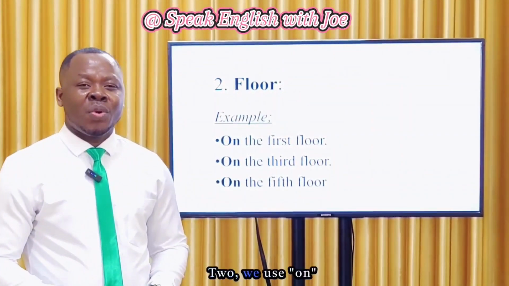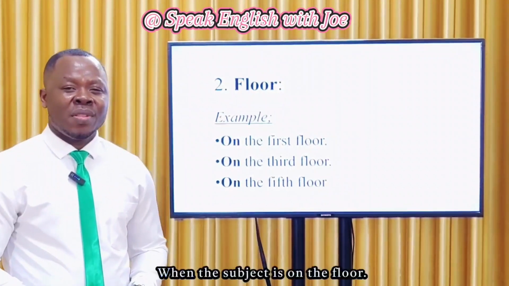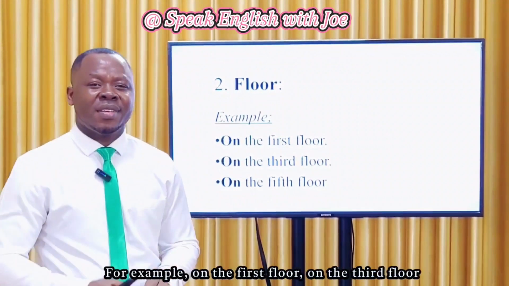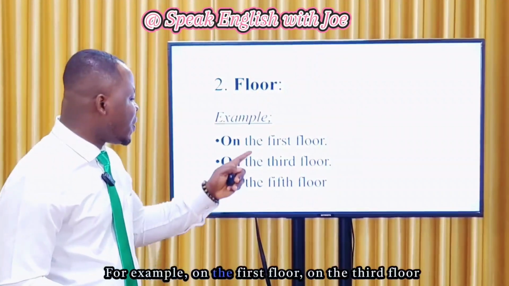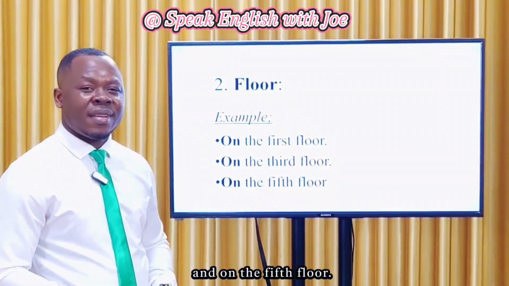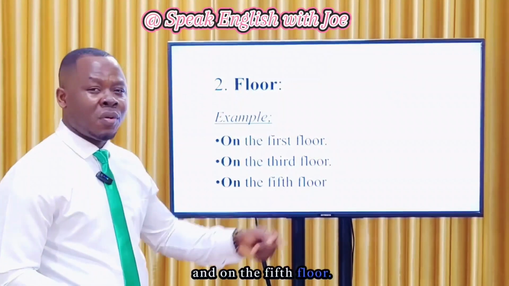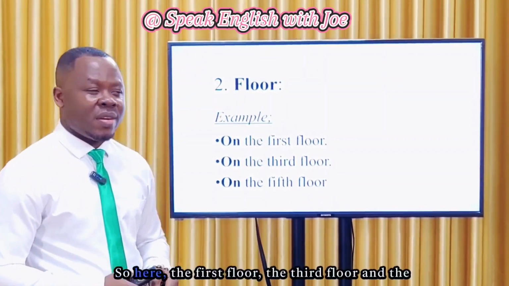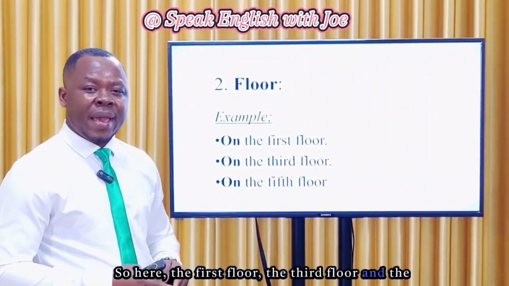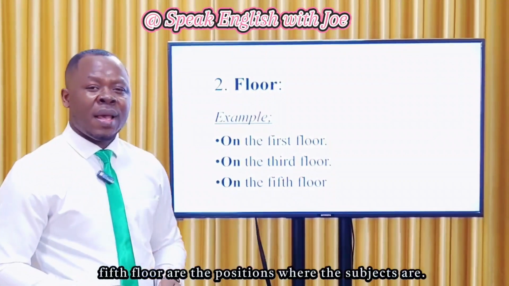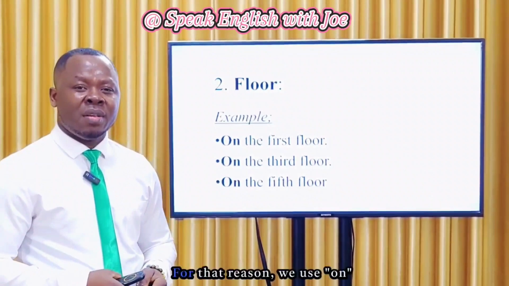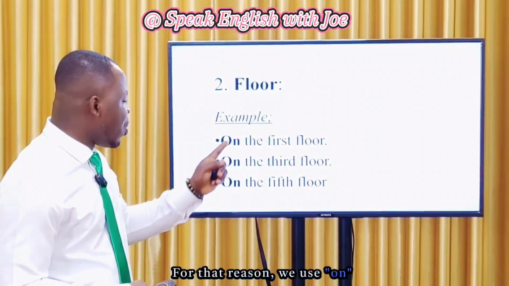2. We use on when the subject is on the floor. For example, on the first floor, on the third floor, and on the fifth floor. So here, the first floor, the third floor, and the fifth floor are the positions where the subjects are. For that reason, we use on.